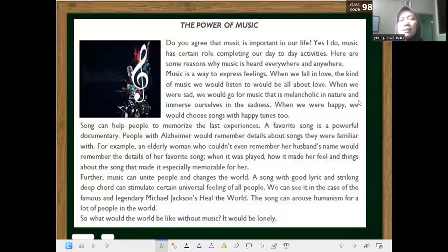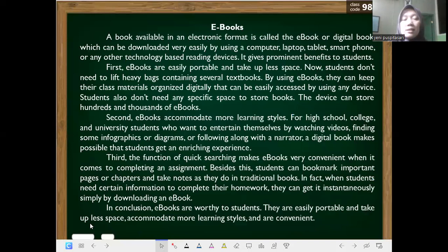Okay, this is another sample of analytical exposition text, because this text ends with conclusion or reiteration. Same with the first text. And the second text, this is analytical because the text ends with conclusion or reiteration.